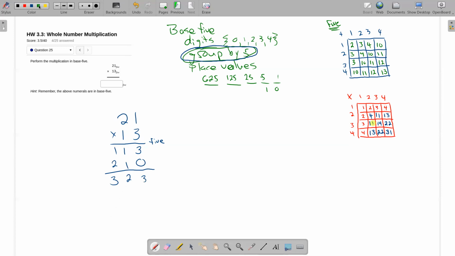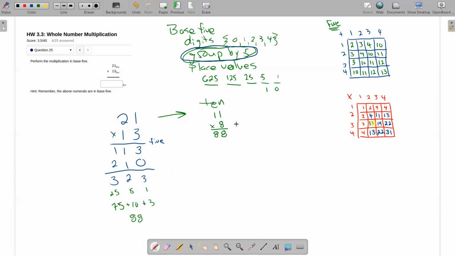Well, let's double check by putting this in base 10. 2 groups of 5 plus 1 is 11. 1 group of 5 plus 3 is 8. 8 times 11 is 88. Okay, what do we have here? Well, this says I have 3 groups of 1, 2 groups of 5, and 3 groups of 25. 3 groups of 25 is 75 plus 10 plus 3. So that's going to give me 88. 3 and 5 is 8. Yep, checks out.